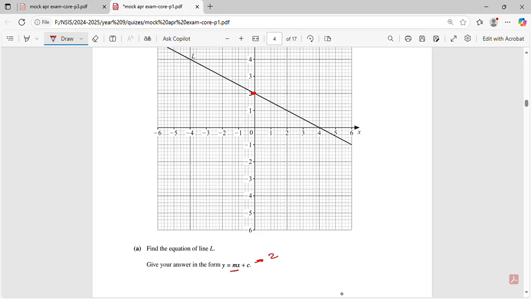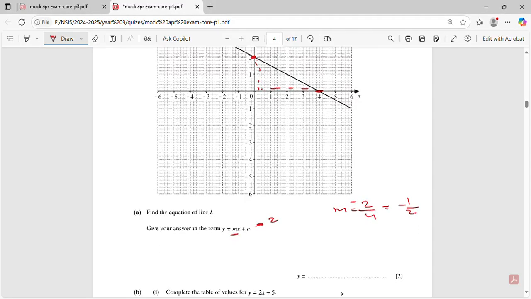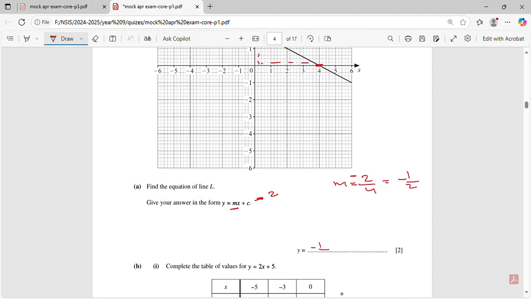How can I figure out the m? I will look at the y-intercept and the x-intercept. Now here I have rise and run. Rise 2, run 4, so the value of m will be 2 over 4, and as long as it's going down, it will be negative, so it will be negative half. So the function will be y equals negative half x plus 2. So this is the value. Okay?